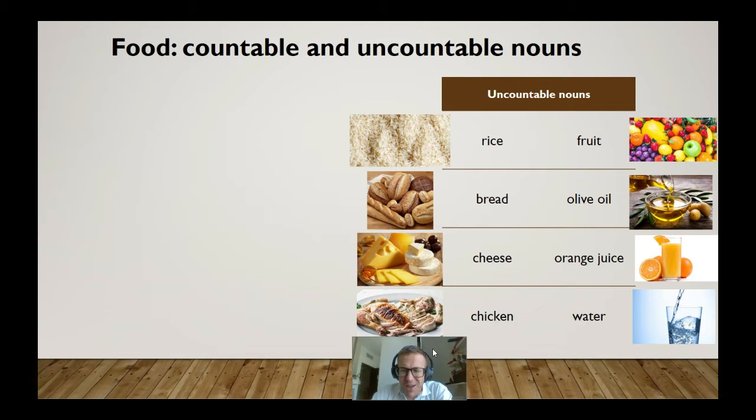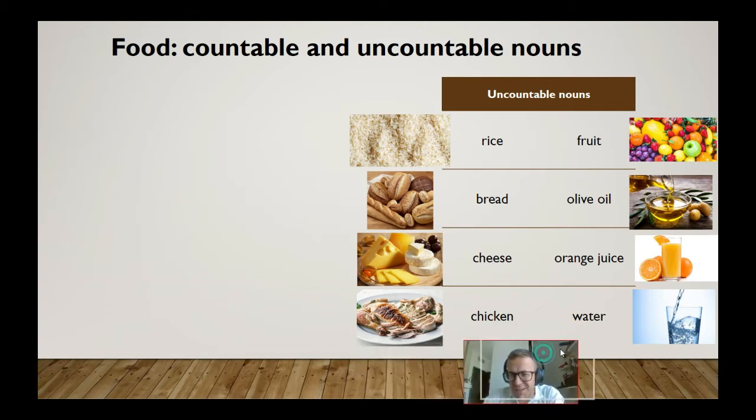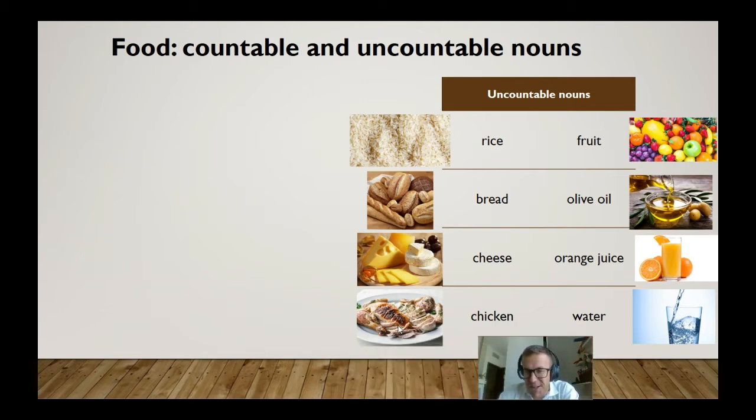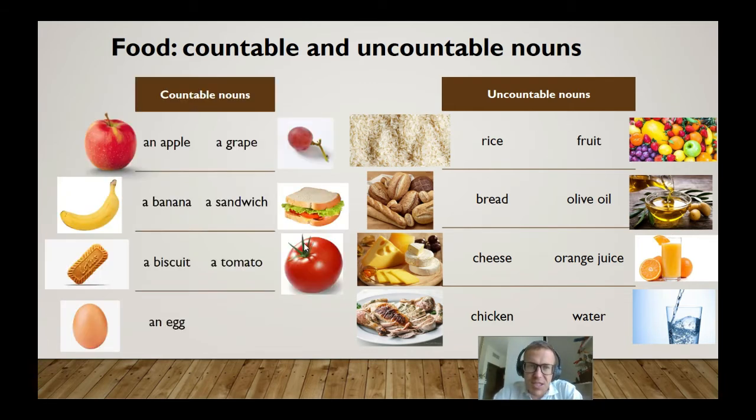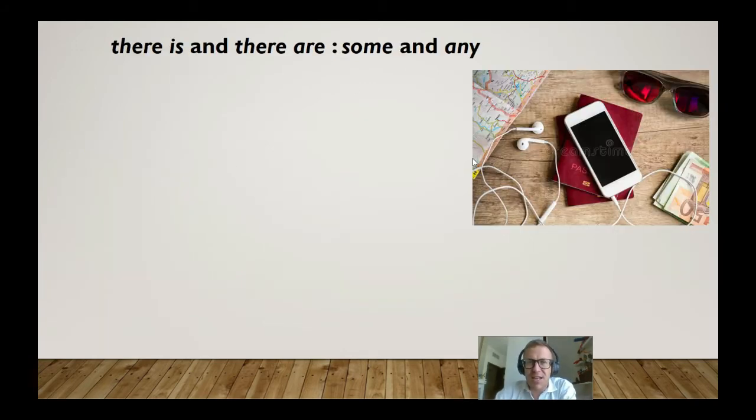Now some of them you might think, why are they uncountable? Just accept that they are. Like chicken, for example. You see the chicken, but when it's food, it's uncountable. When it's an animal, you can have more than one chicken, 2 chickens. So this is countable and uncountable. Now this links with grammar. For example, there is and there are, and some and any. The pictures I'm going to use are things you take for traveling, for holidays.